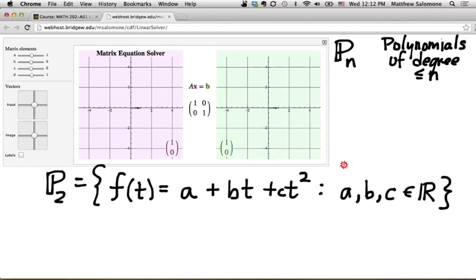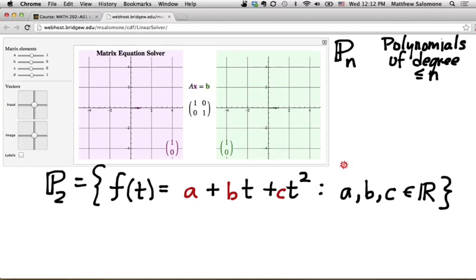So this is what the set P2 looks like. It's a set of polynomial functions, or if you like, polynomial expressions. It doesn't really matter whether we think of them as expressions or functions at this point. And the three degrees of freedom, if you like, are what are the values of these coefficients, a, b, and c.